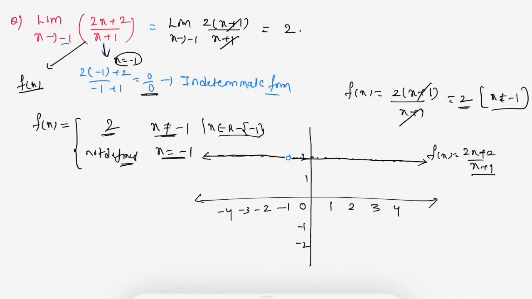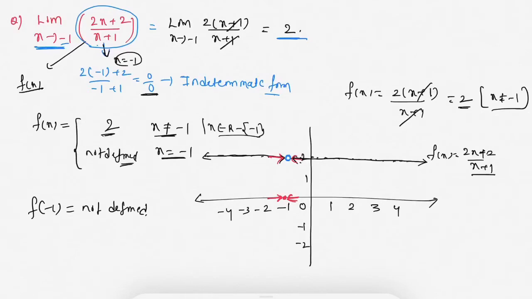Now we can say that as x approaches minus 1, y is approaching 2. That is the answer we got here. You can see as x is approaching minus 1, this function is approaching 2. But at exactly x equal to minus 1, y is not defined. So if I ask what is f of minus 1, I have to say not defined. Okay, so this is one more variety of the problem.